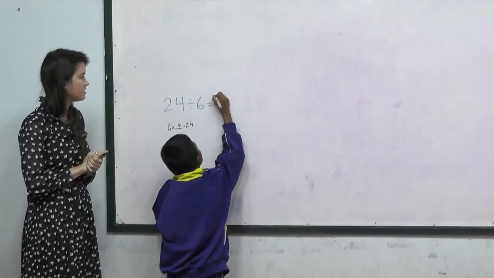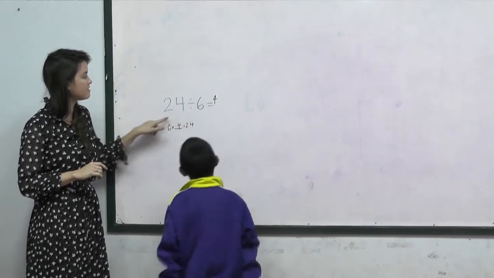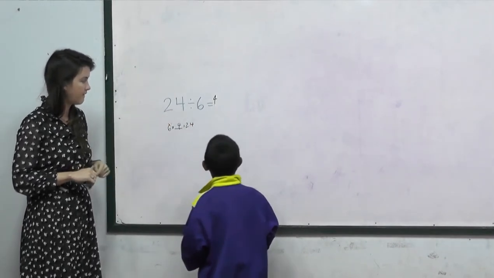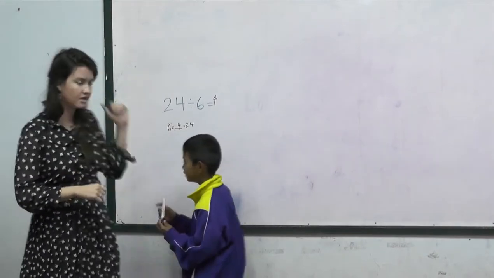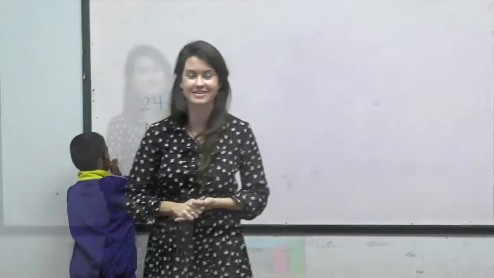Tell us your problem. Okay, that's good. 24 divided by 6 equals 4. Very nice work. Great work, friends. You can erase. Good job, friends. Great work reviewing our division facts.